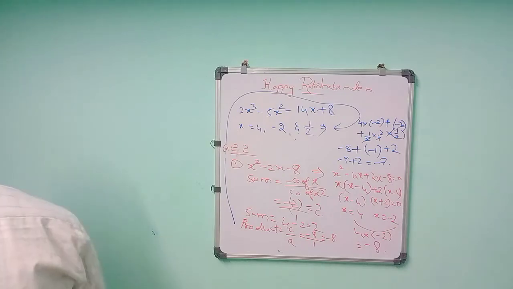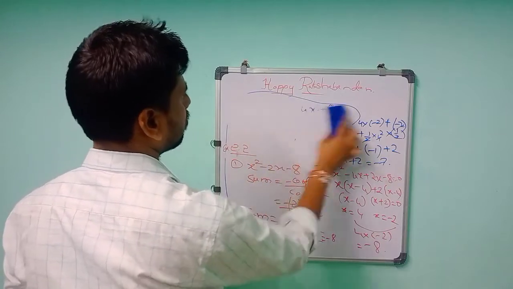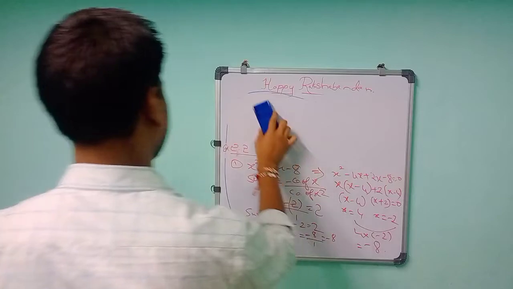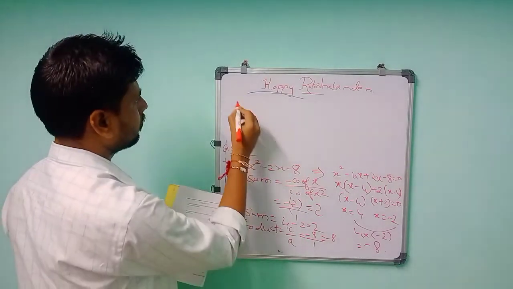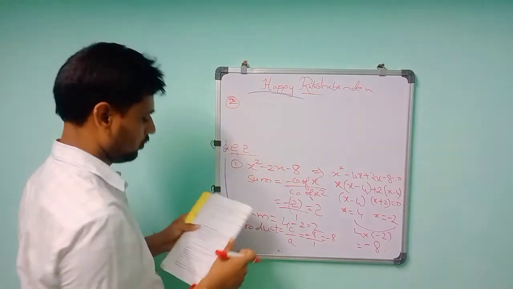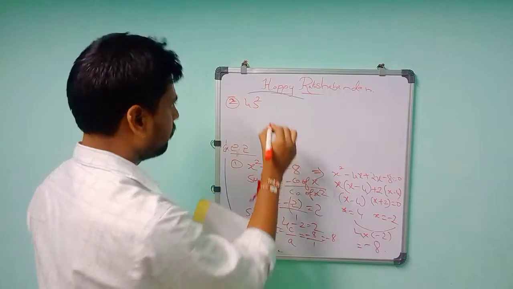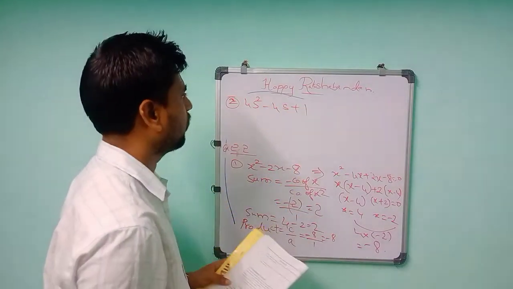Next problem. Can you do the next problem? The second problem is like this. Second problem, 4s square minus 4s plus 1.